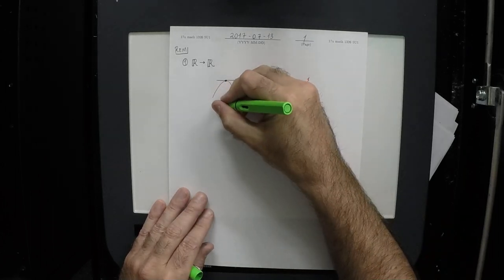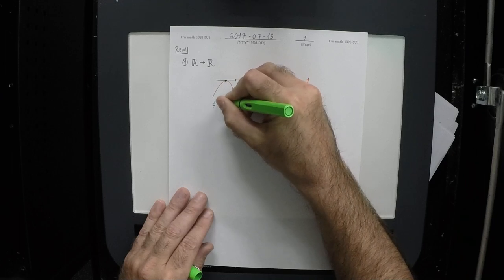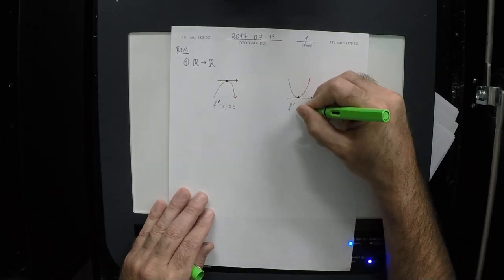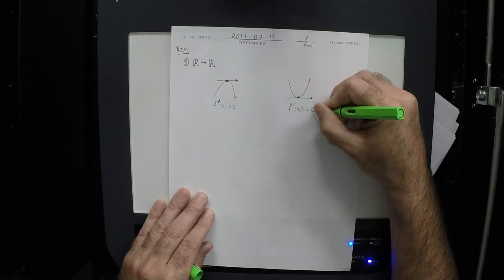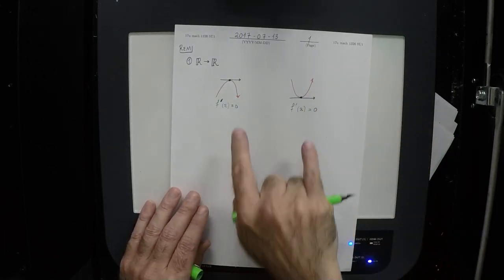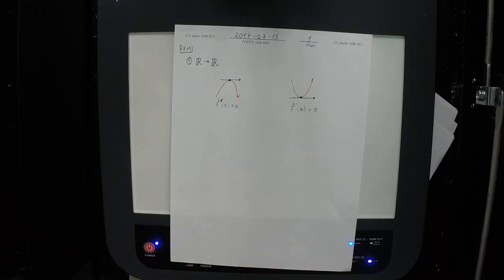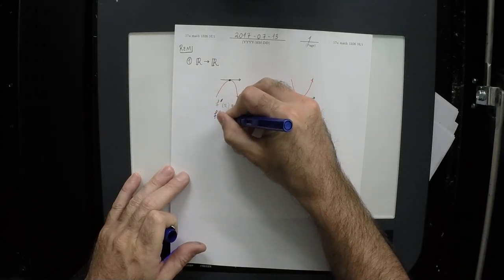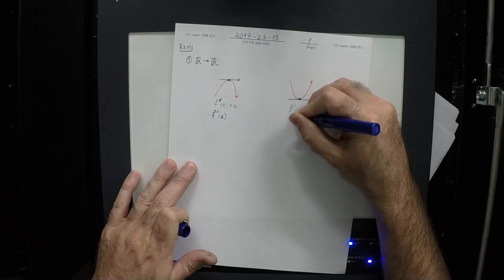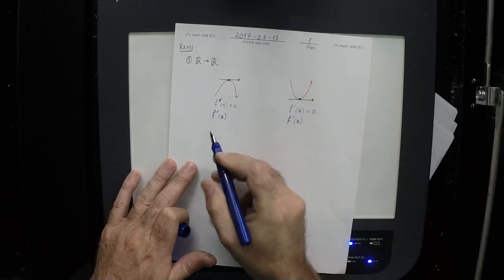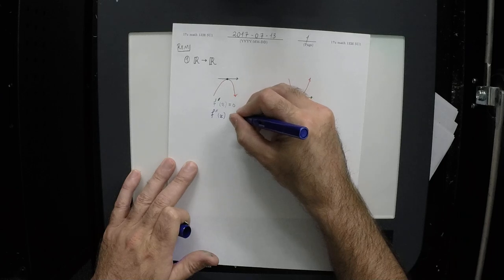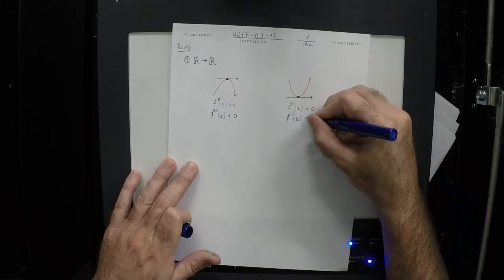Both of these have the property that the first derivative is zero. First derivative is zero there. First derivative is zero there. So what is the calculus way to distinguish between these two, besides the slope chart? Second derivative. So in particular, something must be true about the second derivative for this one, and something must be true about the second derivative for this one. So what's true about the second derivative for the first one? Less than zero. And for this one, more than zero.